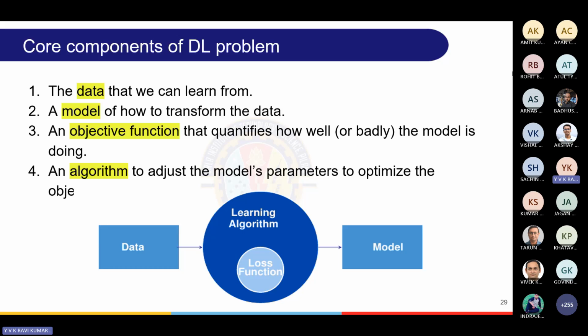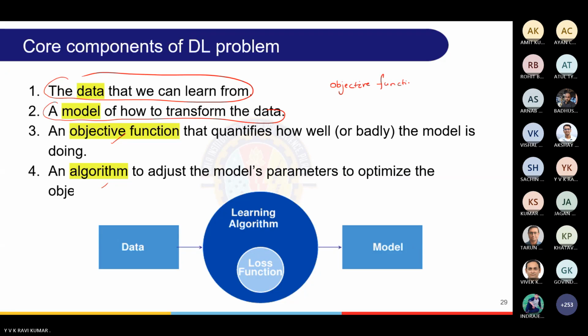So one is the data. Data is required. And the model, meaning the algorithm. Then the objective function. Objective is a very important thing. Very simple. Now I take the classifier as an example.